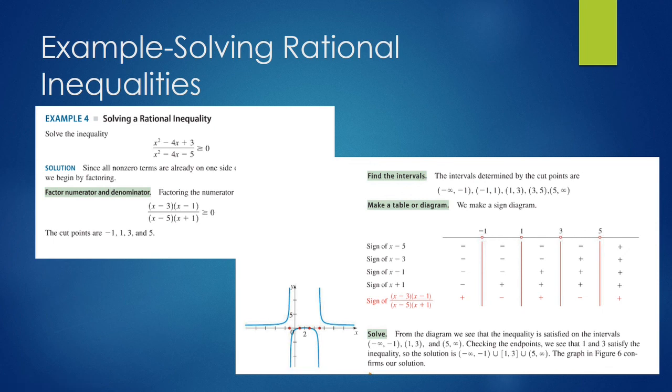Now I go back to my original inequality, and I'm looking for values greater than or equal to 0. So that means I'm looking for positives, or 0. So that means it's going to be values to the left of -1, between 1 and 3, or to the right of 5, inclusive. And then I would graph.